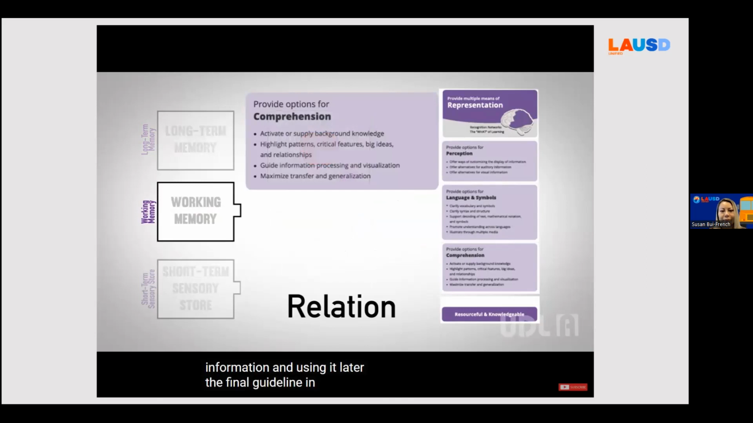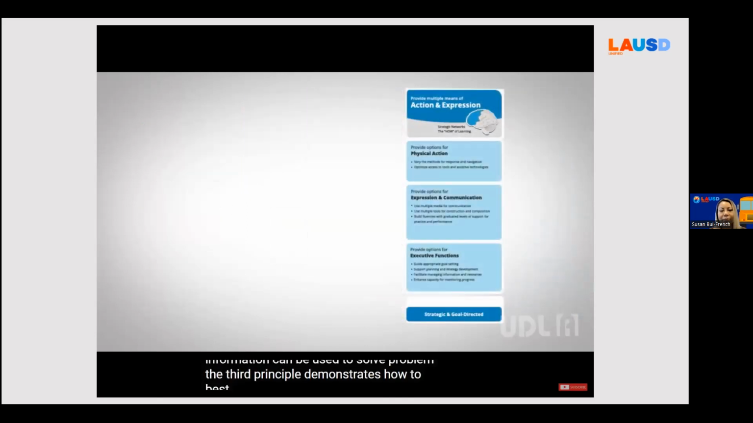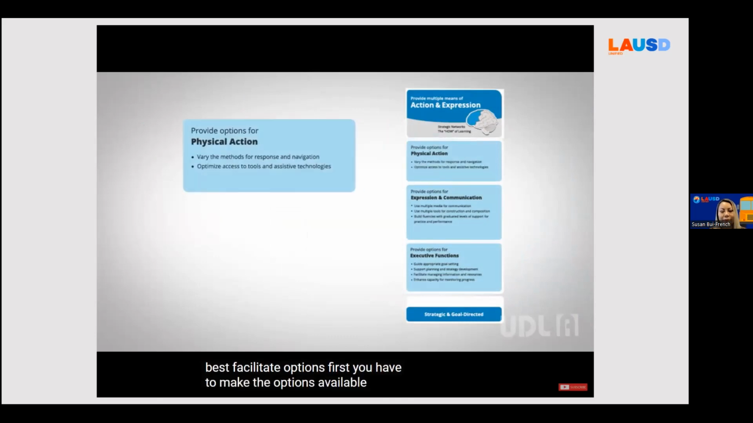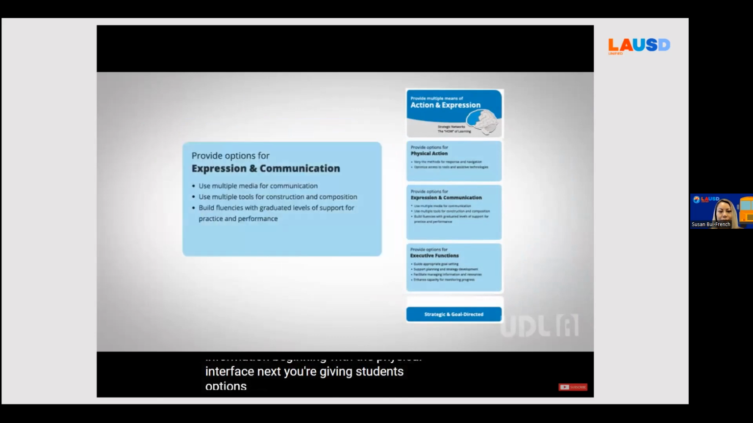The final guideline in this principle serves to help learners make meaning, tie the new information to existing understanding, and demonstrate how the information can be used to solve problems. The third principle demonstrates how to best facilitate options. First, you have to make the options available to all students for how they interact with the information, beginning with the physical interface. Next, you're giving students options for how they can express what they know.